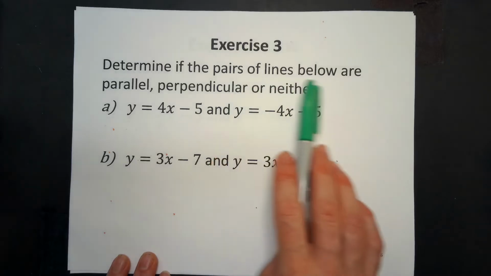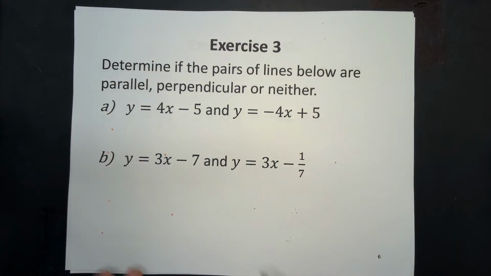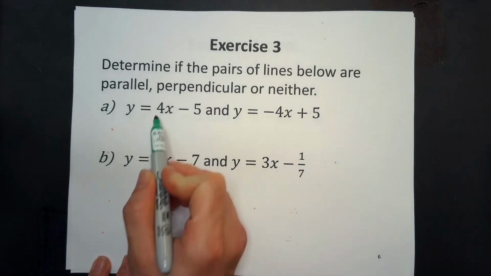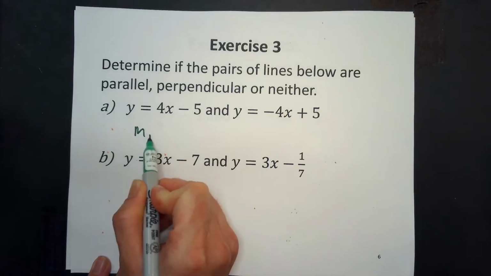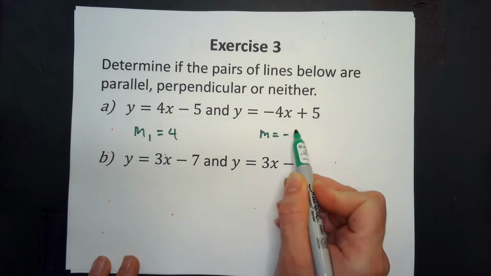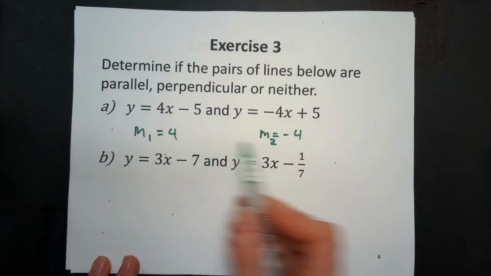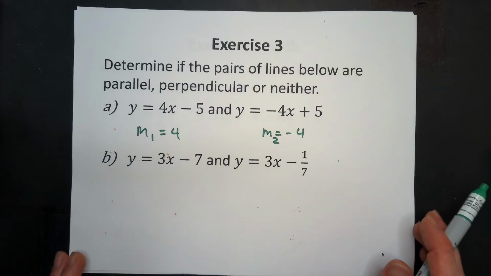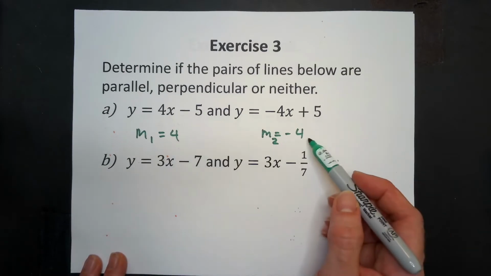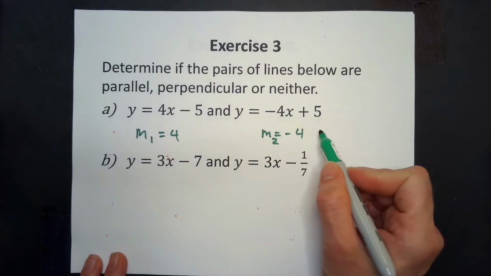So next it says determine whether the pair of lines below are perpendicular, parallel, or neither. Looking at this right here, we have the slope of our first line, m1 equals 4, and m2 equals negative 4. Well, these aren't negative reciprocals of each other, because one of them would have to be the reciprocal. The negative reciprocal of 4 is not negative 4. So this is going to be neither.